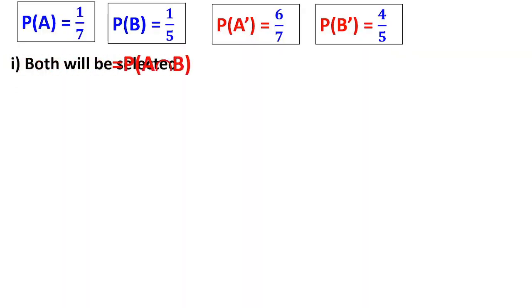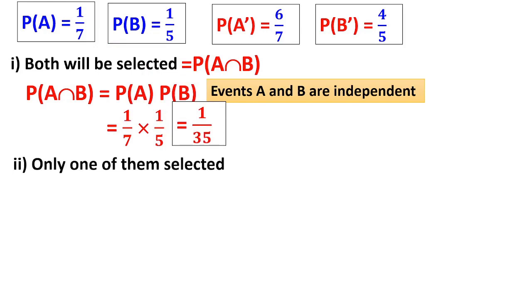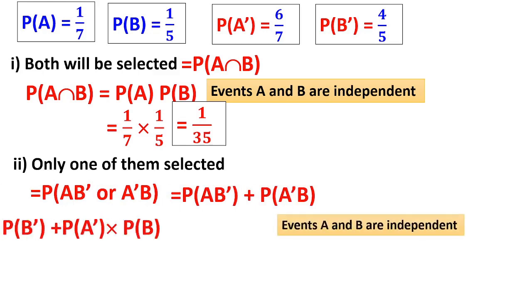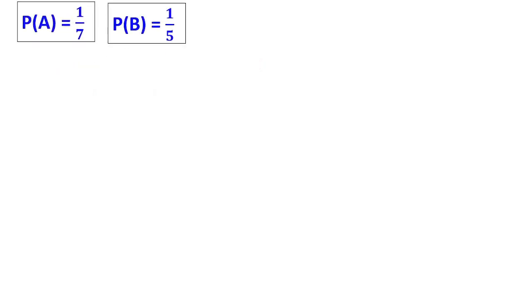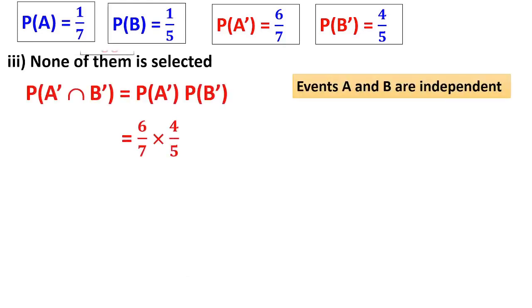Question number 1, both will be selected. A intersection B. P of A into P of B because both are independent. Therefore, the answer is 1 by 35. Only one of them selected. What is the meaning? A selected, B not selected, or A is not selected and B selected. Or is coming, therefore mutually exclusive, therefore addition, and they are independent, therefore product. All the values are with you now. You substitute, you will get 10 by 35 or 2 by 7. Both are the same. Then the next subdivision, none of them is selected means A not selected, B not selected. Both are independent. Therefore, the answer is 24 by 35.